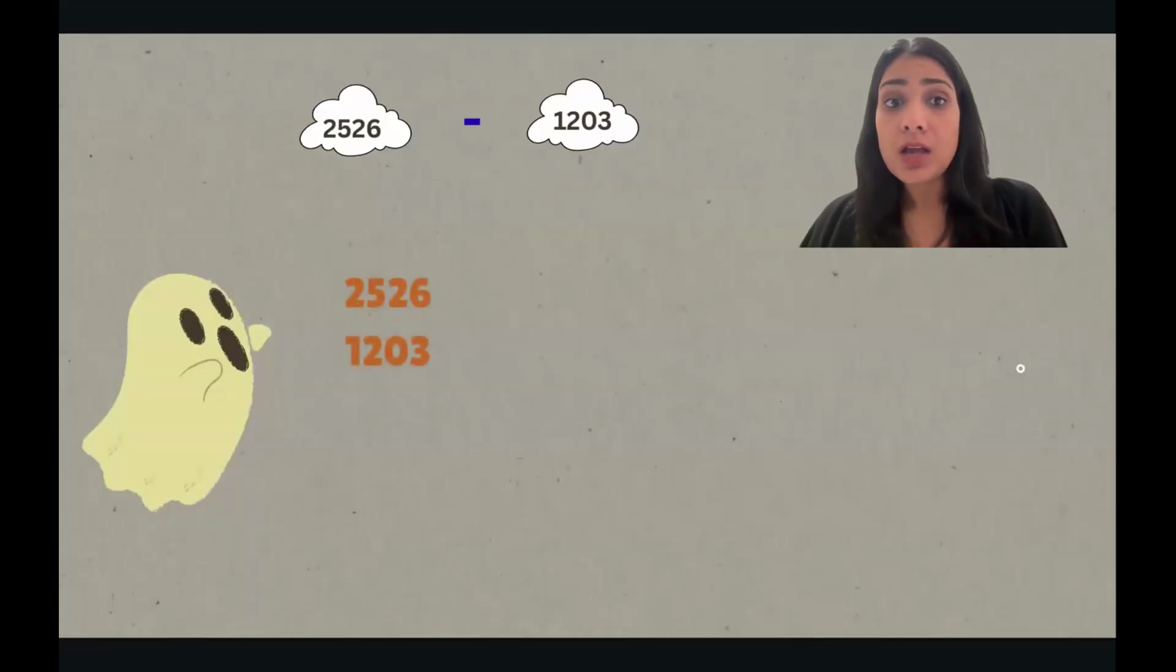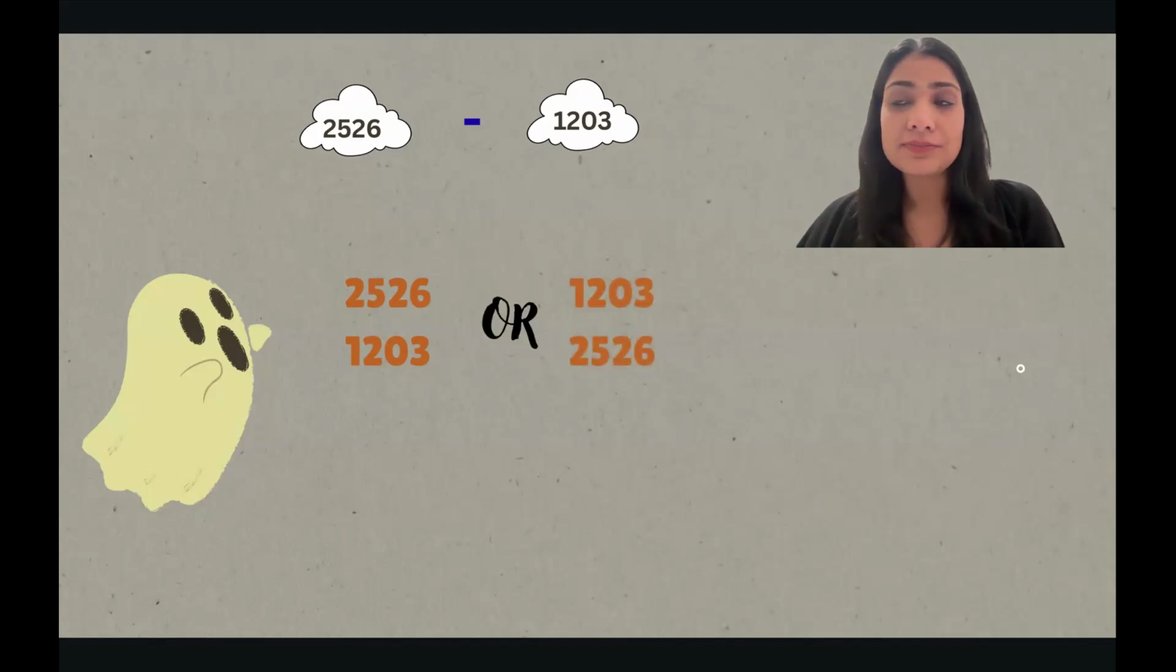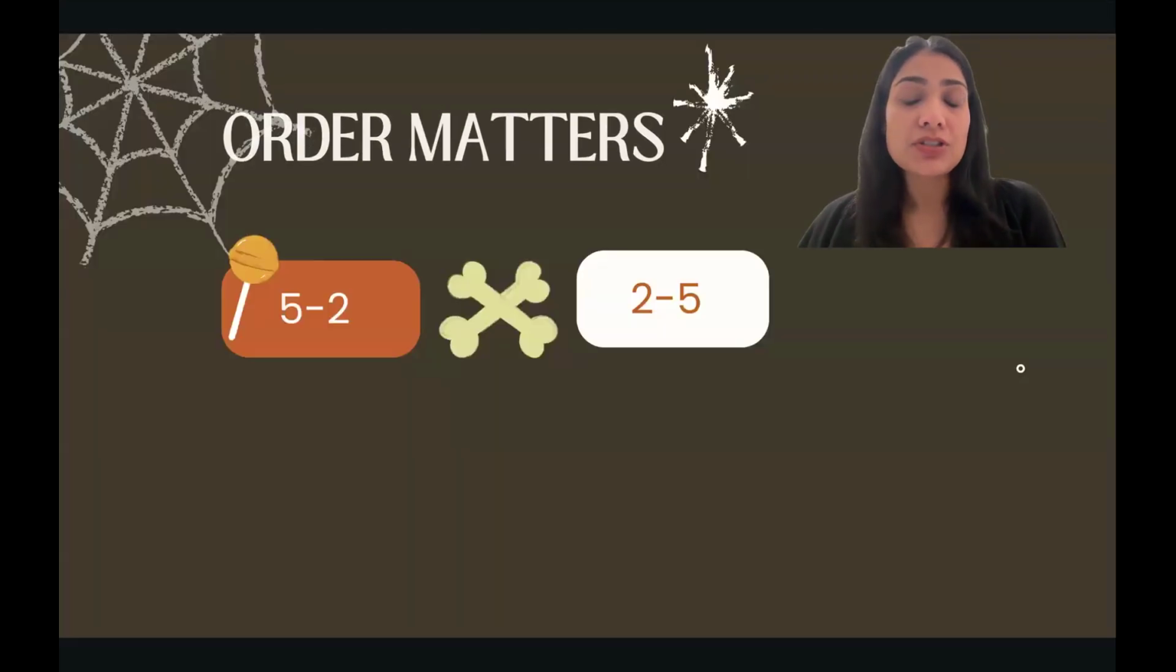So can I place 2,526 on top, or should I place it on bottom, or does it really not matter? Well, you remember, in case of addition, it doesn't matter. You could swap the numbers around. But can we do the same for subtractions? No. Remember, in subtractions, order matters. Which kind of is true?